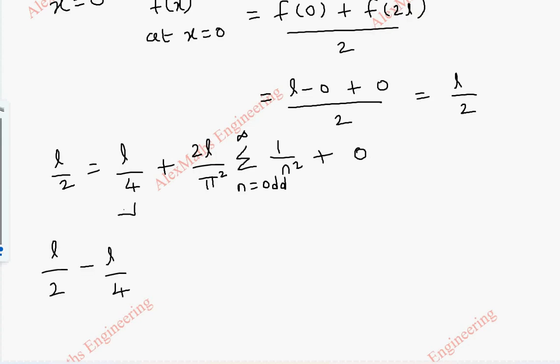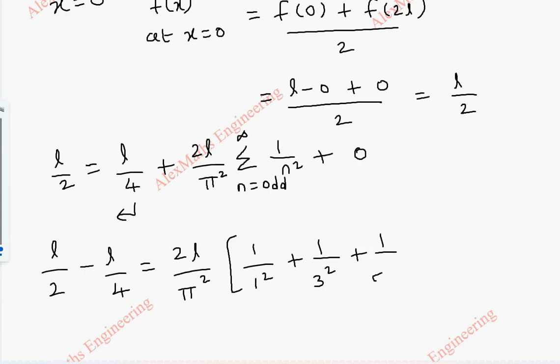I take this L by 4 to the other side, and here it is 2L by pi square, we're going to expand the summation. We have to keep placing the odd values for n. So 1 by n square. The next odd is 3. So 1 by 3 square. Next is 5. So 1 by 5 square. Next is 7, plus 1 by 7 square plus dot dot dot till infinity.